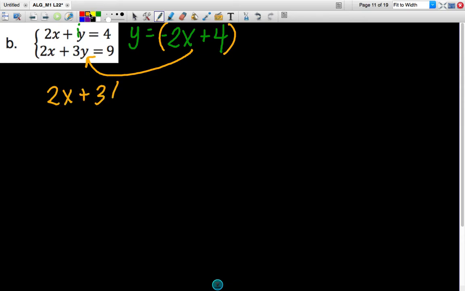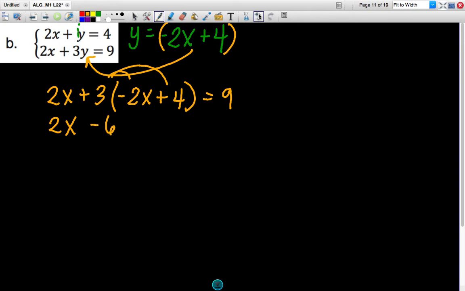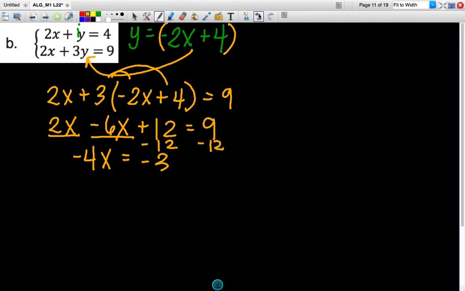2x plus 3 times our y that we just found equals 9. Simplify and distribute. 2x plus, really that would be a minus 6x plus 12 equals 9. Combine like terms. 2x minus 6x would be negative 4x. And if I subtract this 12 on both sides, I'm left with equals negative 3. Divide by negative 4 on both sides. X equals positive 3/4. So I did get a fraction, which is good.